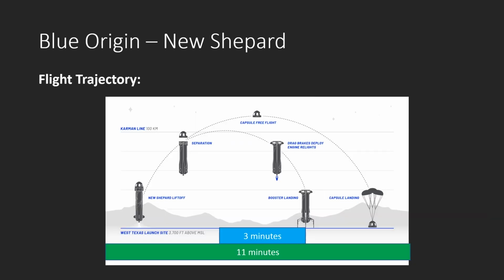The flight trajectory of the rocket and its capsule is shown here. In total, the flight will last approximately 11 minutes, including a period of 3 minutes of microgravity. During this short period of time, you'll be able to perform your experiment. The rocket booster is designed to land vertically, and the capsule is designed to parachute down safely. At this point, a team from Blue Origin will recover the capsule and its contents.